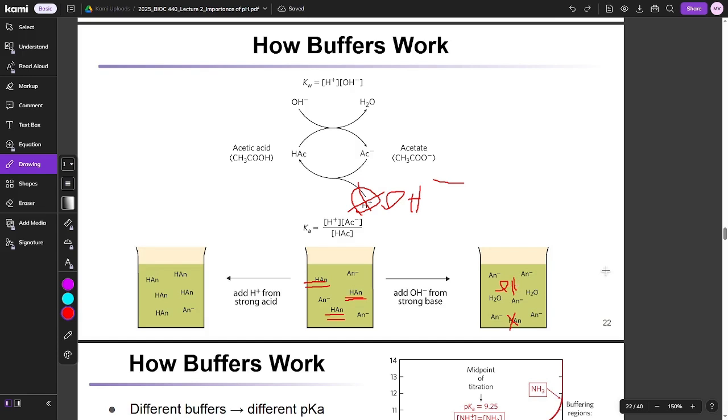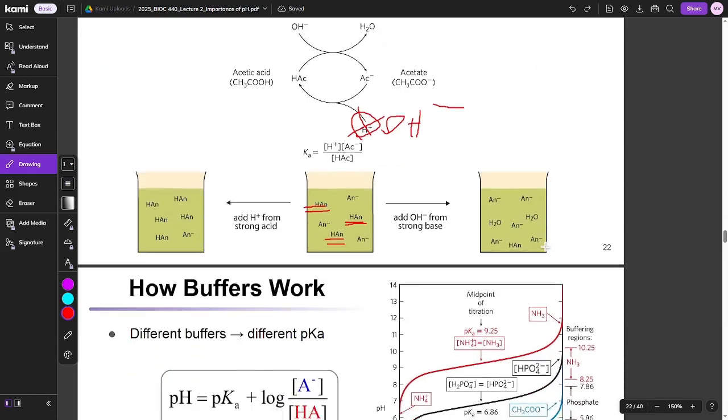We're basically trying to saturate things. So we're adding a buffer in there, or adding a compound that can soak up the protons or soak up the hydroxides so that they don't actually drastically affect the pH of our solution.